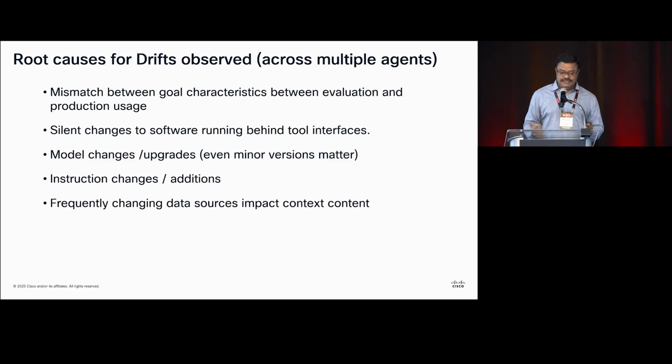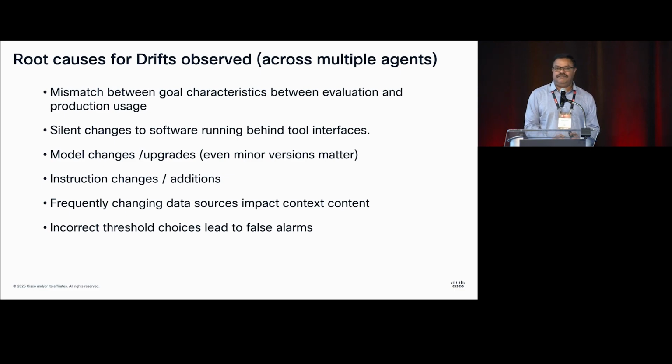And frequently changing data sources. That happens all the time in enterprises. The data source from which you're getting context, they frequently add, modify, delete, all things are happening, and that can also change how your model, your agent behaves. And incorrect threshold choices, that happens when you have false alarms. That's another cause we found for drifts. Initially we set it to be too low, and then we started screaming, okay, things are not okay.